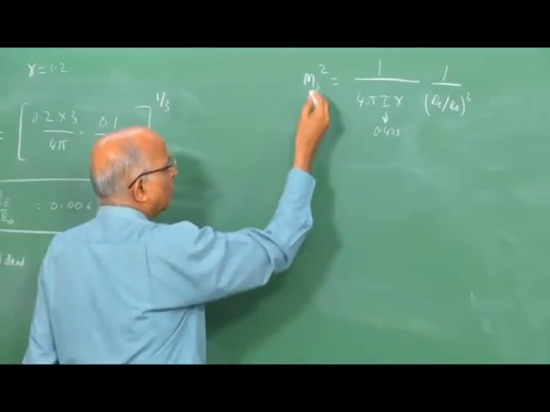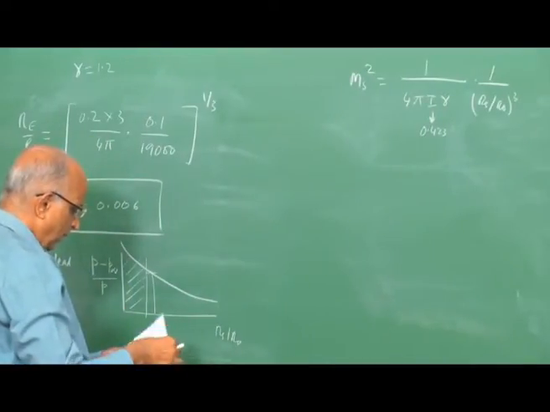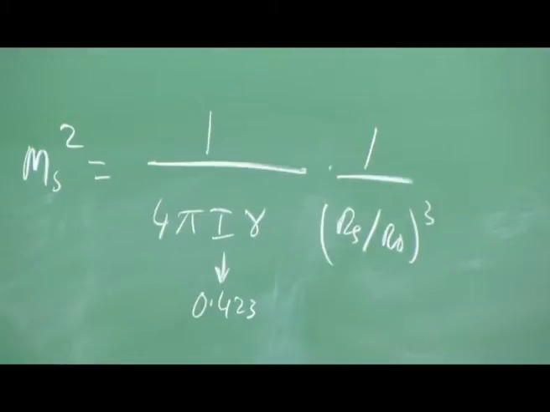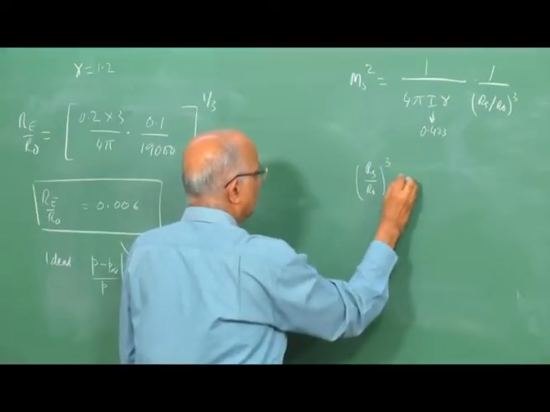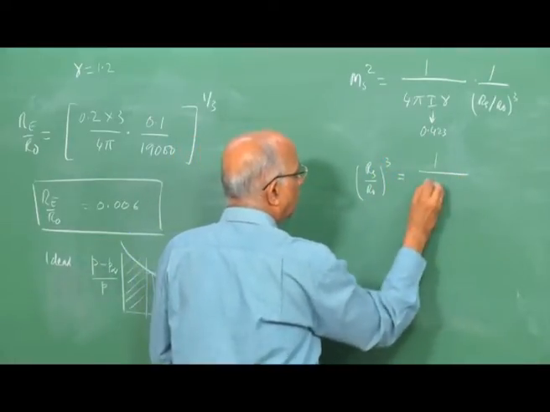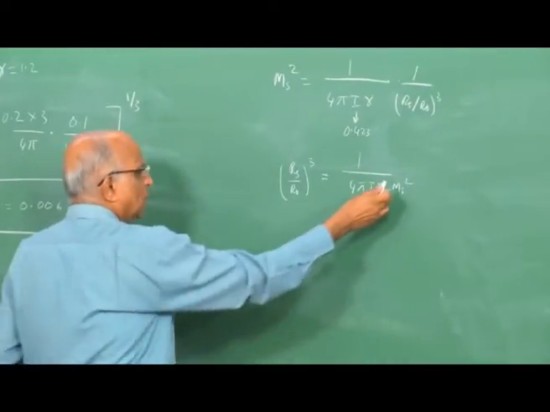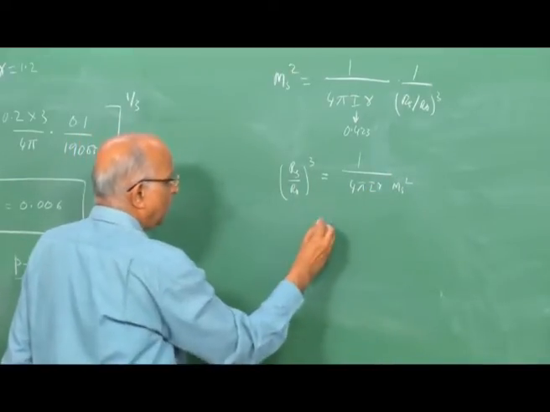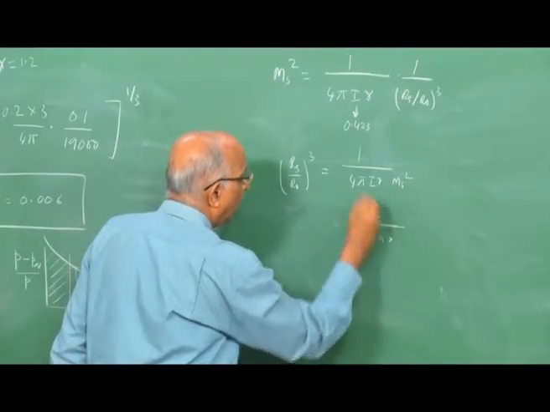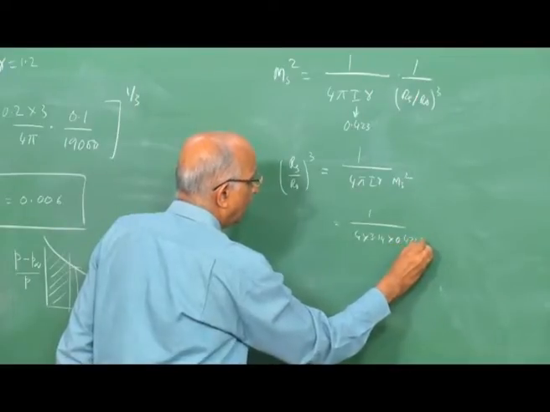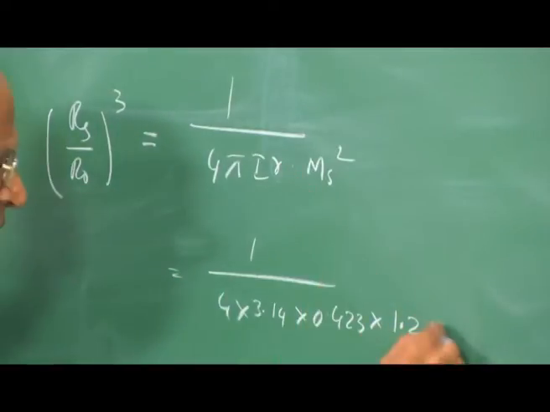Let us consider a case wherein my overpressure is quite strong, and what is it I get? I get the value of Rs by R naught cube from this particular expression is equal to 1 over 4 pi I gamma into ms square. Taking a strong blast wave, ms is equal to 4, the value comes out to be 1 over 4 into pi 3.14 into I 0.423 into gamma. Let us take the same value, let us say 1.2 or 1.3 over here, and ms square is 16.